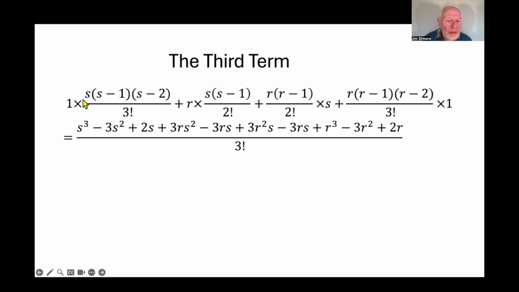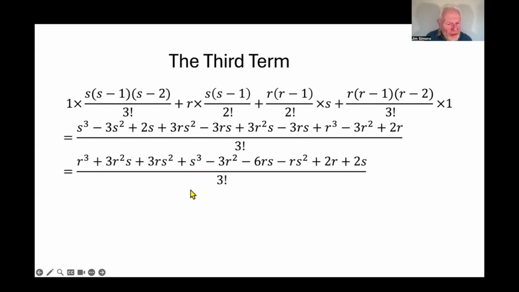This one here, for example, is s cubed minus 3s squared plus 2s. And all the rest works out. So these ones are only over 2 factorial, so we have to multiply them by 3. Collect all the terms by the power. So these are all the cubics, all the quadratics, and all the linear terms.